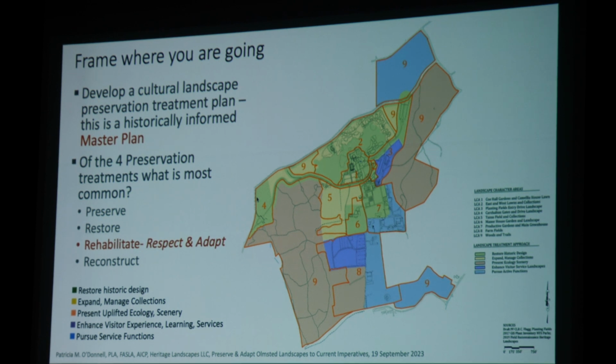At Planting Fields, we had multiple goals. You can see here with the colored dots: to restore aspects of the historic design, to expand and manage the arboretum collections, to uplift and present ecological and scenic qualities, to enhance the visitor experience, and to make maintenance and service more functional. Next, please.